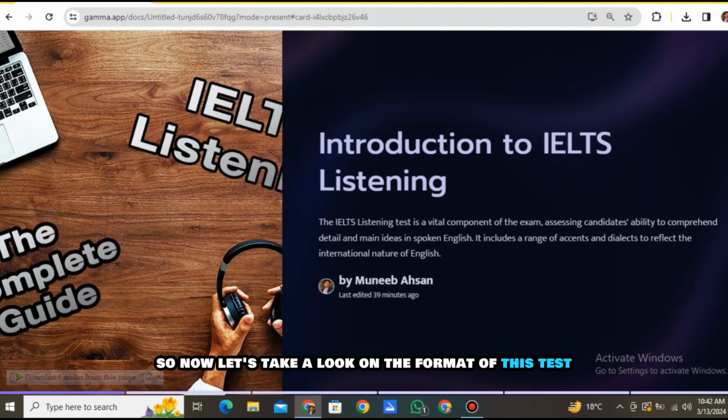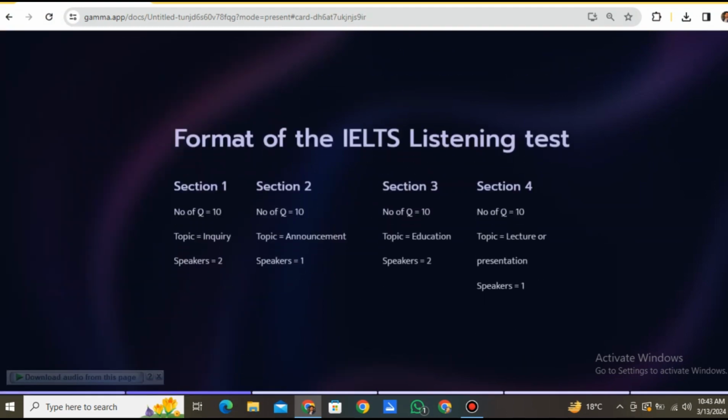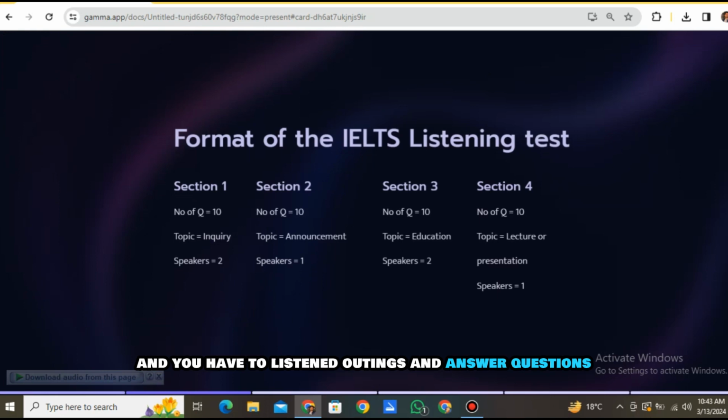So now let's take a look at the format of this test. The test consists of 4 sections, and as I told you, there will be 40 questions collectively in the listening test. Each section contains 10 questions, and there will be a different recording for each section, and you have to listen to the audios and answer the questions.